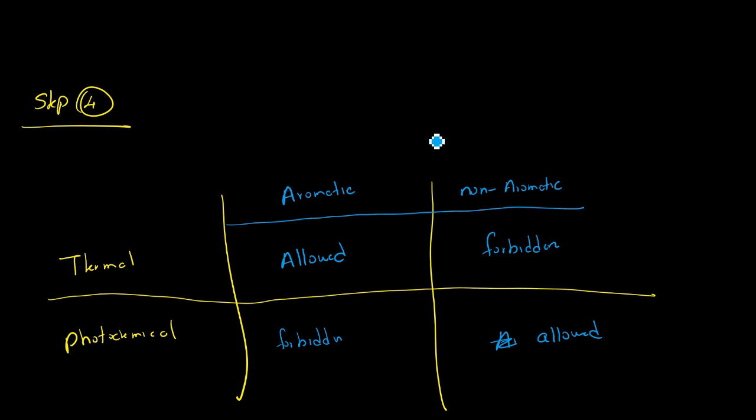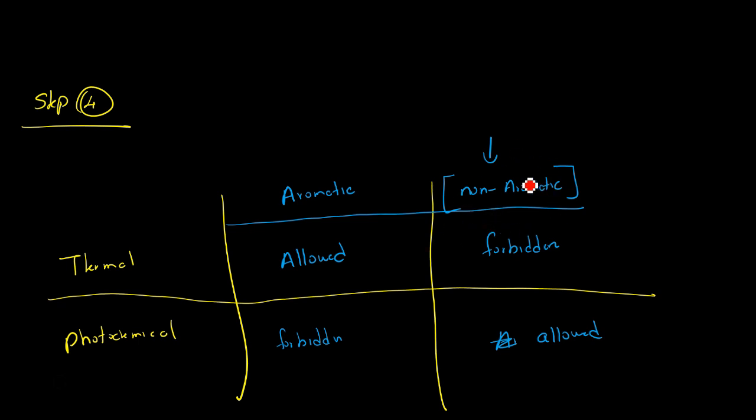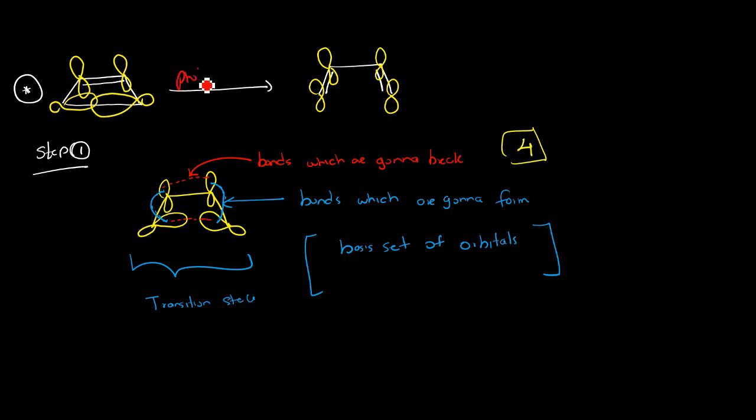Now finally, we are going to use that information for our feasibility. So our transition state is non-aromatic here. So you will see for non-aromatic transition state, the thermal pathway is forbidden. Photochemical pathway is allowed. So this pericyclic reaction follows through the photochemical pathway. So we came to that conclusion based on the transition state theory.